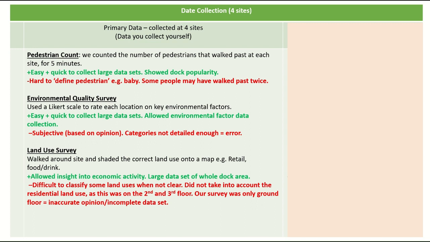Again, dead quick, easy, large data set collection, allowed environmental factor data collection, which helped with our inquiry question, but it is highly subjective. There were some examples where I was asking you guys if you thought the buildings were attractive, and some of you were saying, absolutely, +3, it's a really gorgeous area. And some of you were saying, no, I don't like it, I'm going to give it a -1. So these are very, very subjective. They're based on opinion, which can influence the reliability.